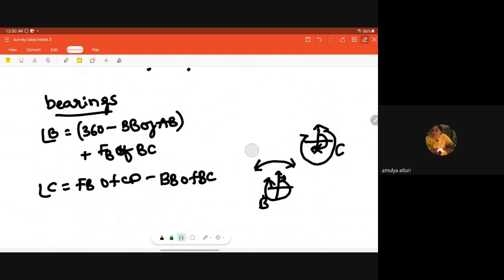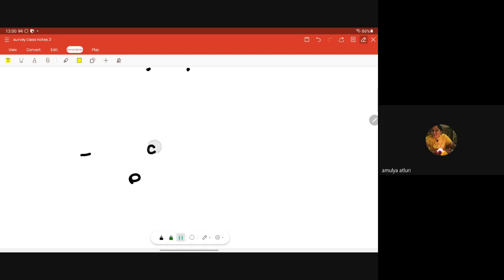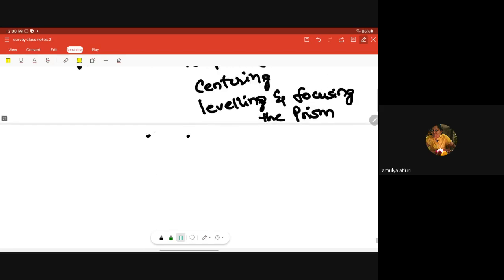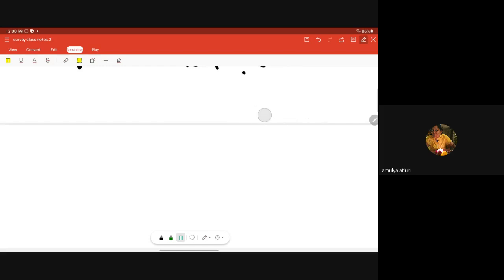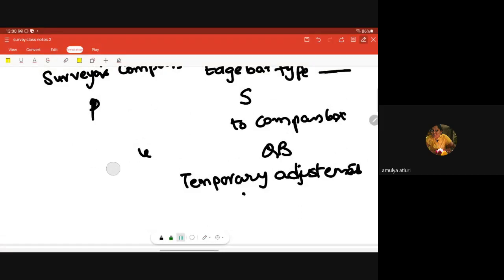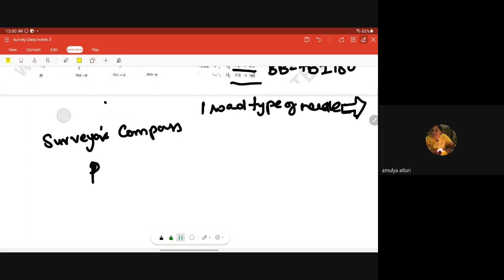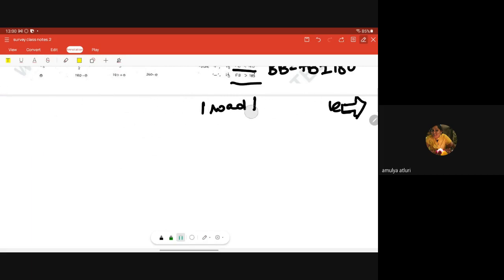So till now we have seen how we measure angles using a compass, what adjustments we make, what the different types of compasses are, what bearings are, the different coordinate systems, how we calculate interior angles if bearings are given, and how we calculate bearings if interior angles are given, right? So we have dealt with angular measurement till now.